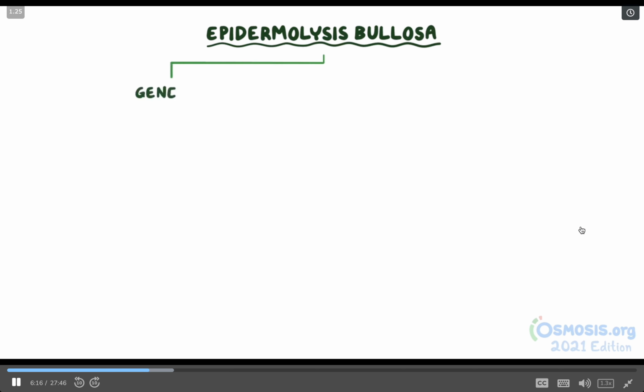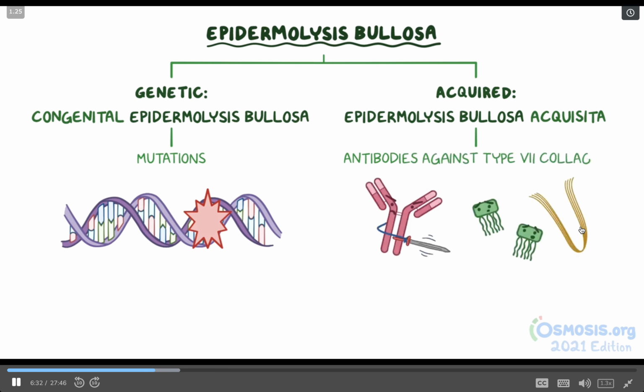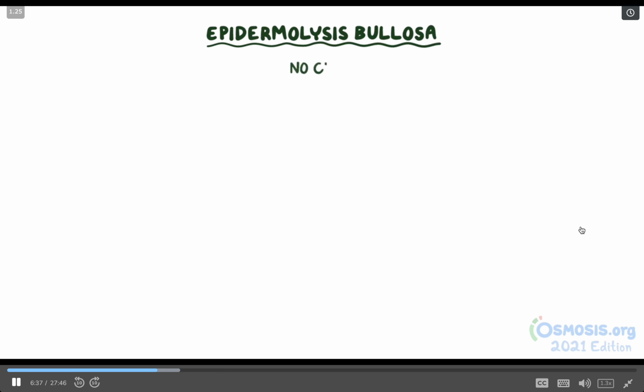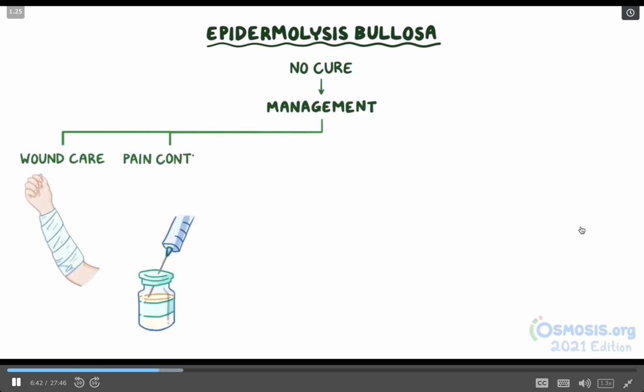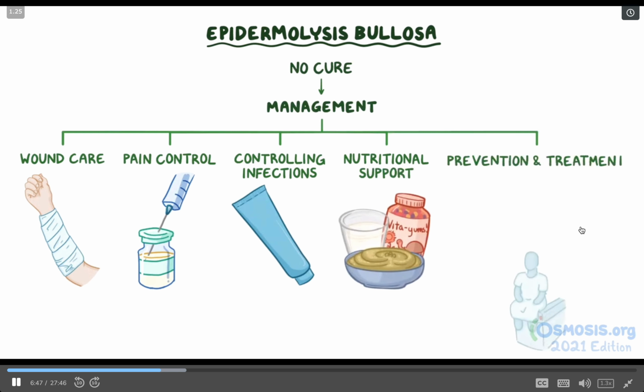Epidermolysis bullosa may be genetic, called congenital epidermolysis bullosa, in which individuals affected present mutations, or it can be acquired, called epidermolysis bullosa acquisita, in which individuals affected present antibodies against type 7 collagen. There is no cure for epidermolysis bullosa. Management involves wound care, pain control, controlling infections, nutritional support, and prevention and treatment of complications.